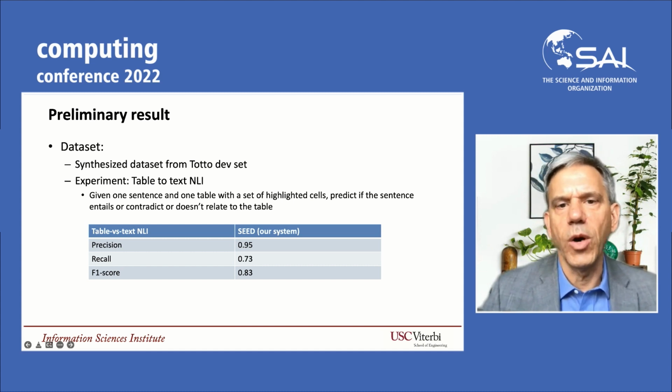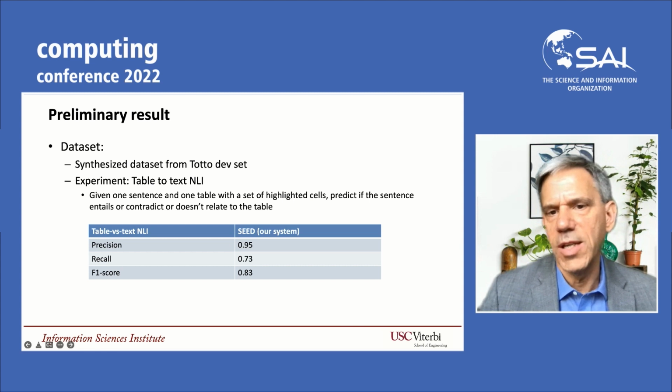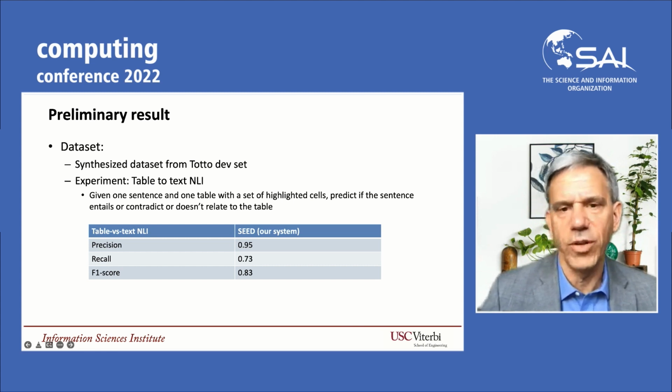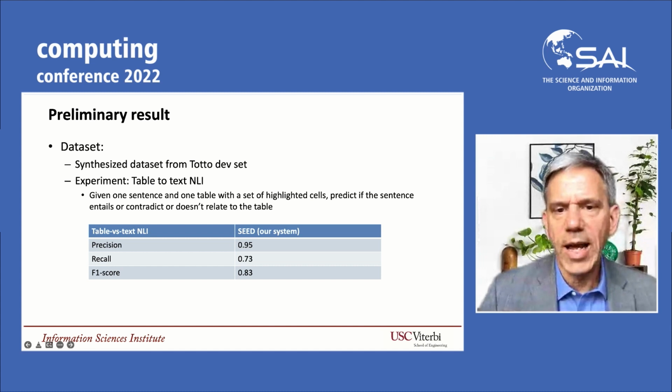So how does this work? This is work in progress, so I have some preliminary results here. The data set we're using to test it is the Totto data set, so we're really testing on the training set. It's not a full evaluation yet. But on the training set for the Totto development set, we do quite well here.